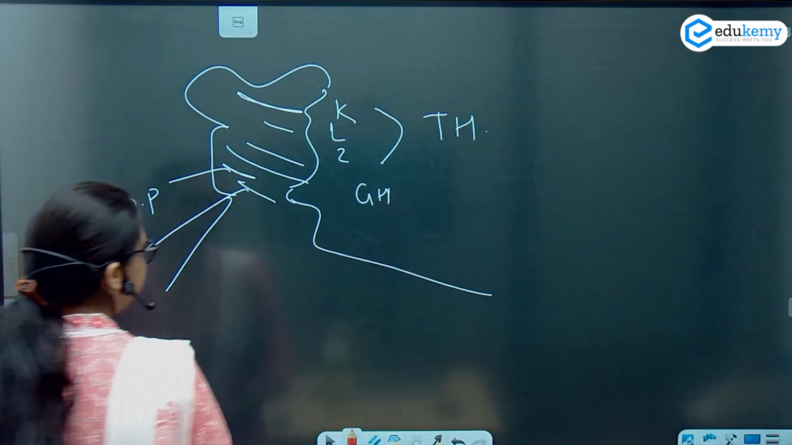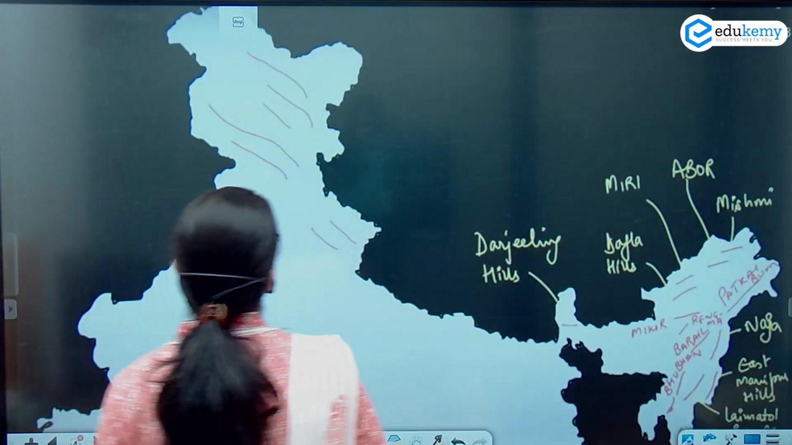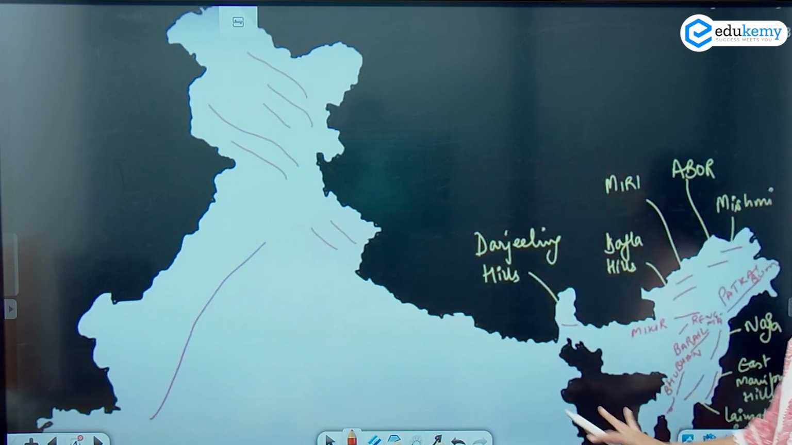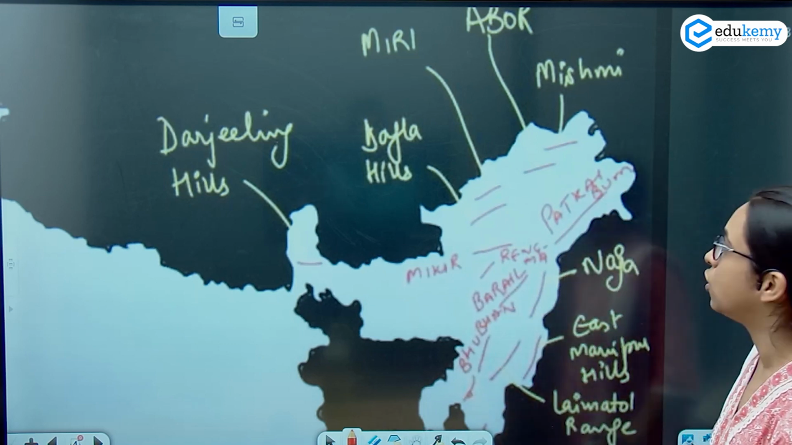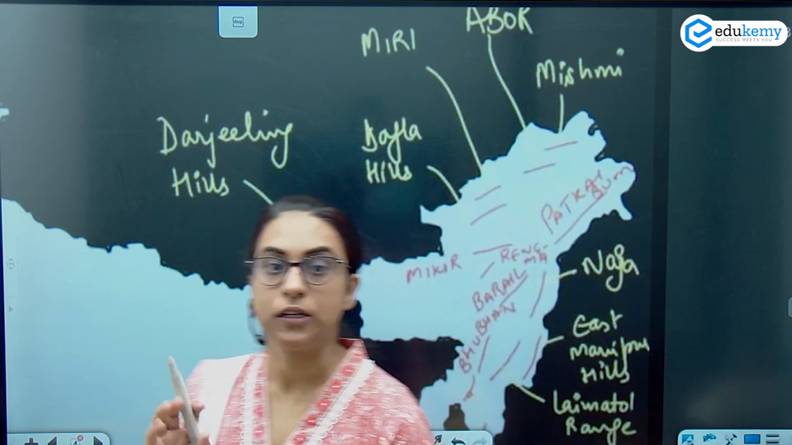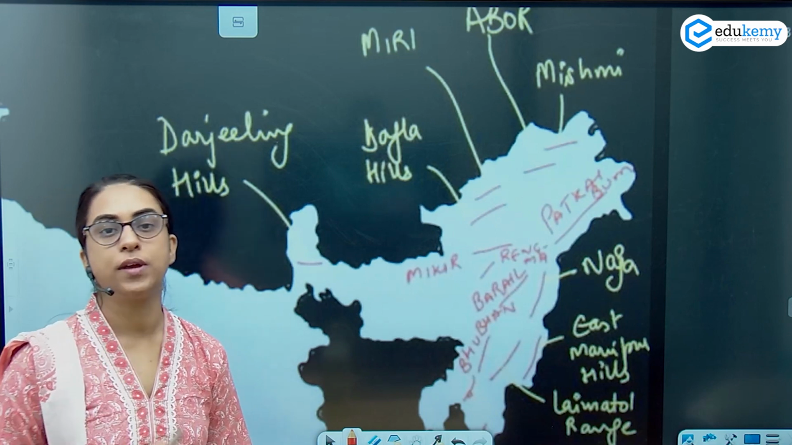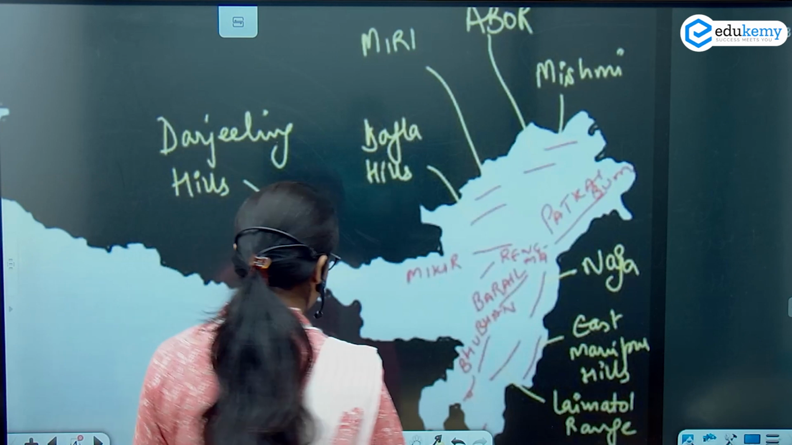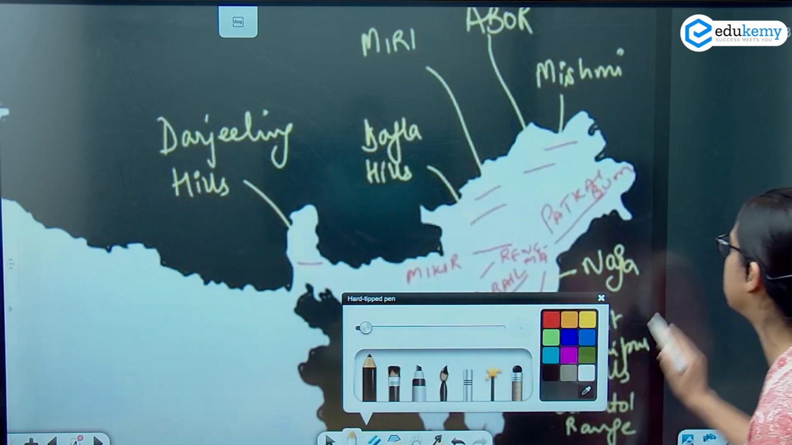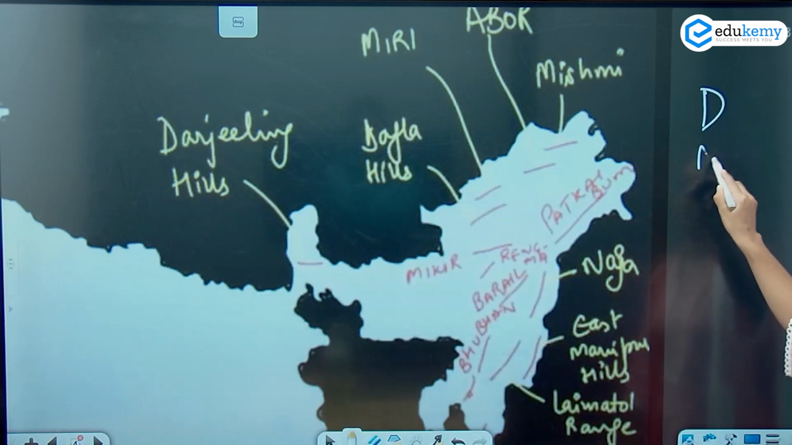Then here, let's see something. Your favorite, my favorite, UPSC's favorite, the northeast. In the northeast, we have important hills, and generally UPSC asks questions on these hills. The important hills are, remember this short form, I generally use the short form DMAM.